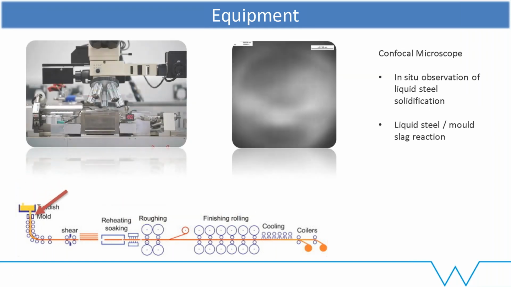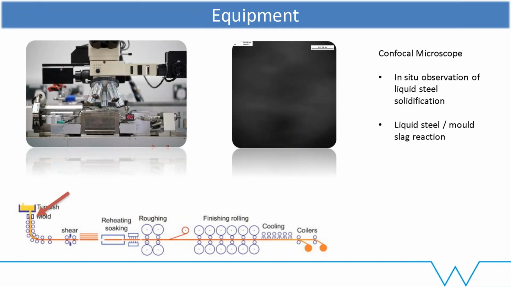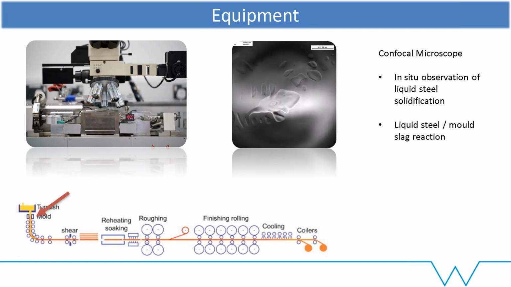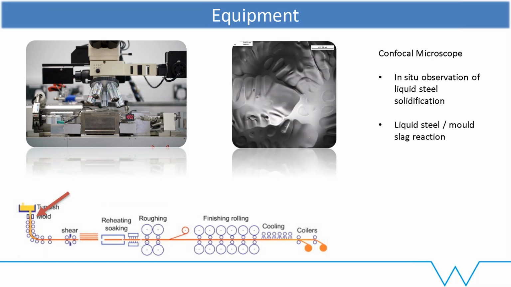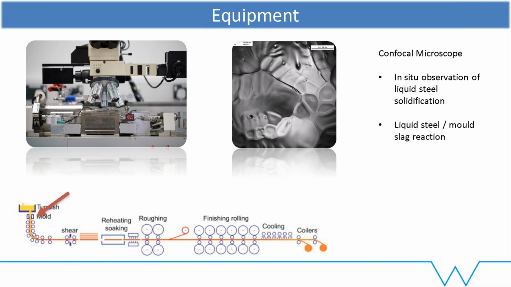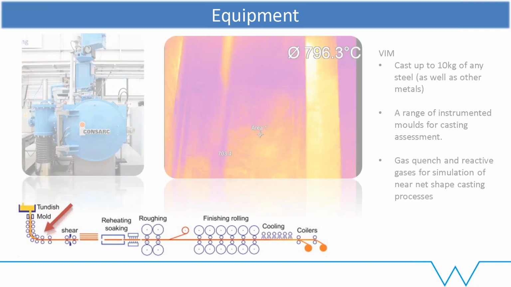We then come down a little bit and we've got the confocal microscope, and this lets us look at how solidification occurs. So looking into dendrite arm spacing, the solidus, the liquidus temperature, when inclusions form and how they agglomerate, any second phases that may form, peritectic reactions. And once we've got a bit of information about that, we can then go into actually casting.